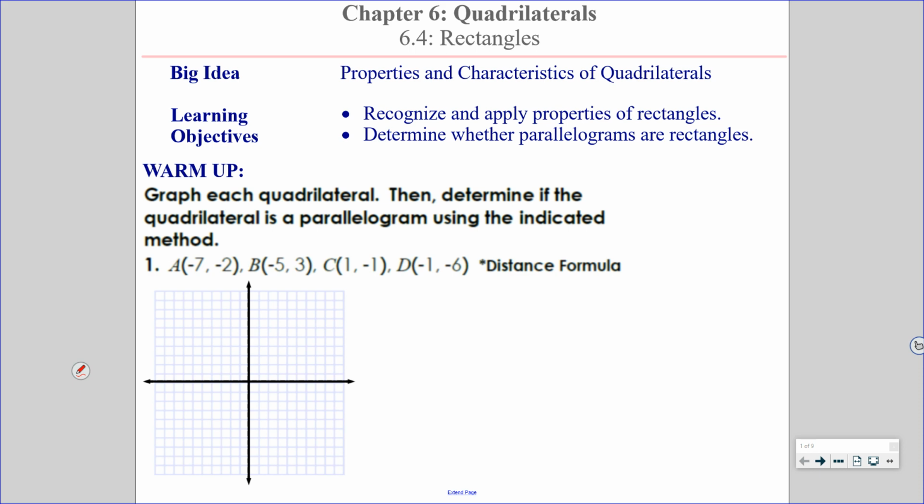A is -7, -2. B is -5, 3. C is -1, 1. D is -1, -6. Use a straight edge if you can.